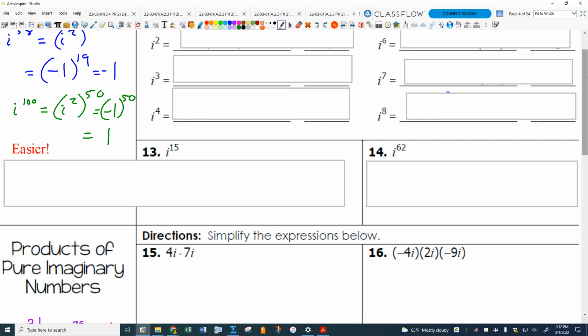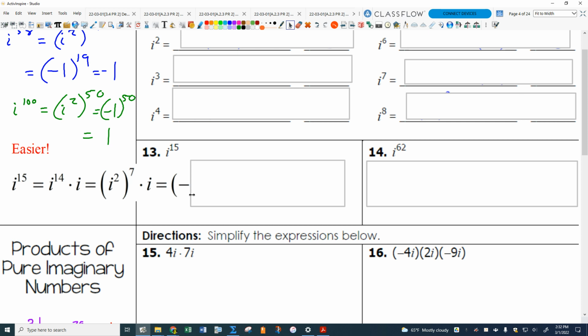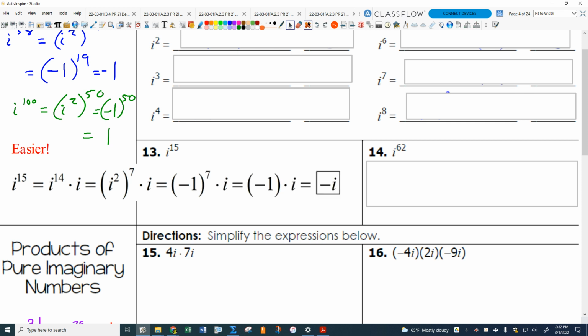What'd you get, Aubrey? Did you get an answer? Correct. Negative i, right? Okay. So how did we get that? i to the 15th is i to the 14th times i. i to the 14th is i squared to the 7th. And i squared is negative 1. Negative 1 to an odd number is giving us our negative. And then we're going to have this leftover i because we had i to an odd power.